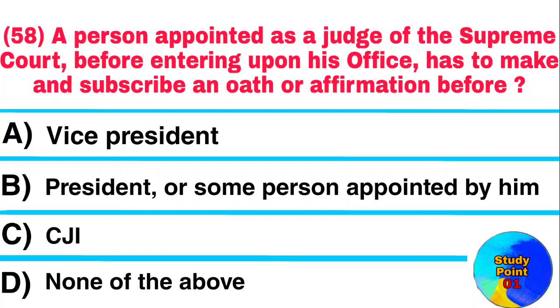Question. A person appointed as a judge of the Supreme Court, before entering upon his office, has to make and subscribe an oath or affirmation before A. Vice President. B. President or some person appointed by him. C. CJI. D. None of the above. Answer. None of the above.